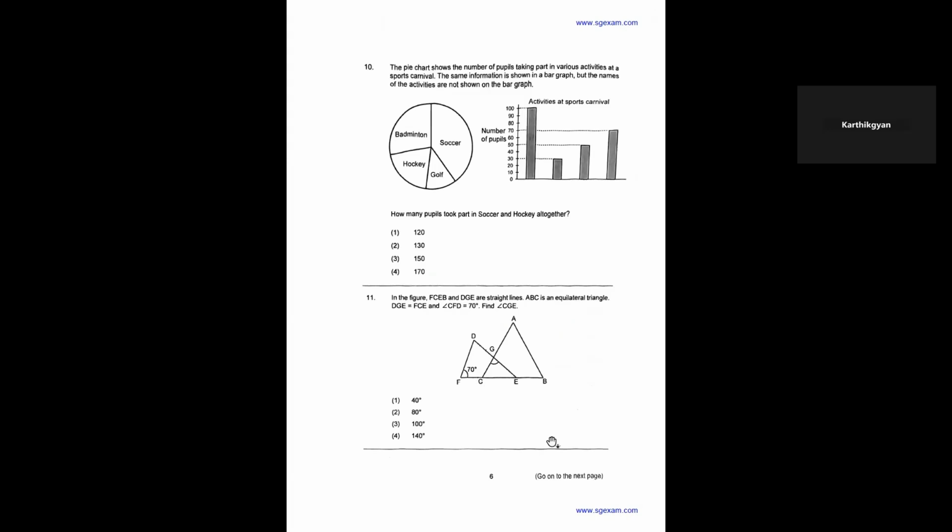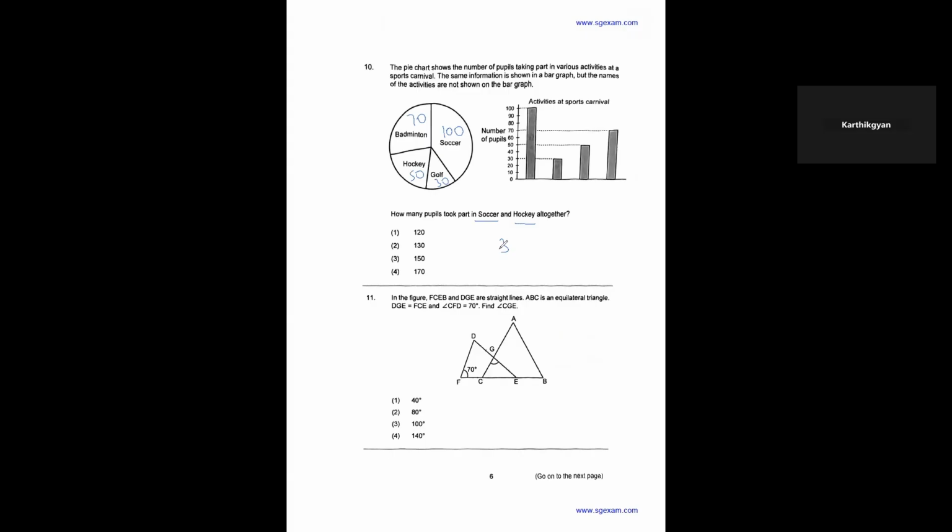Okay, let's look at question 10. How many pupils took part in soccer and hockey altogether? When you look at the chart and translate the numbers, badminton will be 70, hockey is 50, soccer is 100, and golf is 30. So soccer is 100, hockey is 50, and these two you get 150, so it's option number 3.